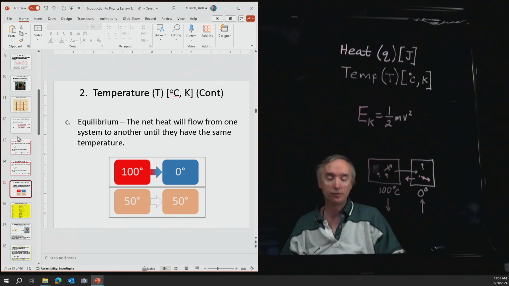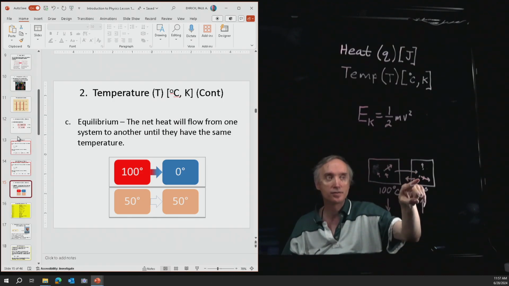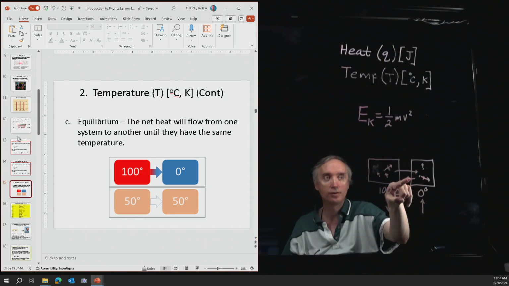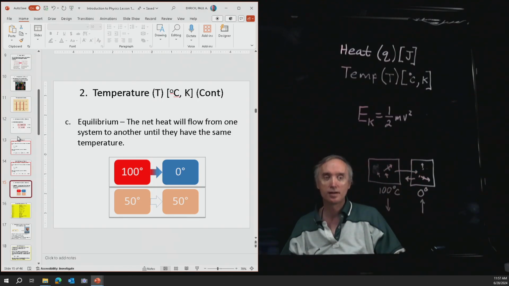Now, when they're at 50-50, don't get the idea that it stops, because this is still going to be sending energy over into this container, but it's going to be sending it over at an equal rate as the energy is going back over into this container. So when it's at 50, then everything is at equilibrium, and so the rate of the energy transfer in both directions is going to be essentially the same.